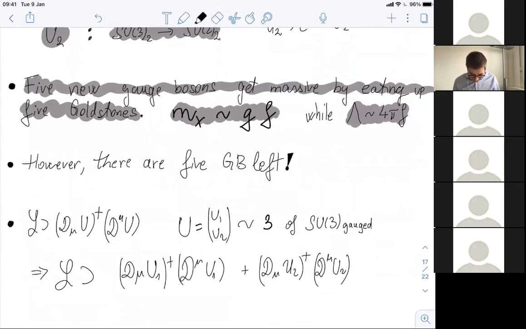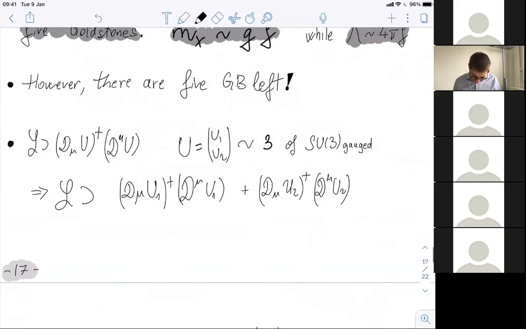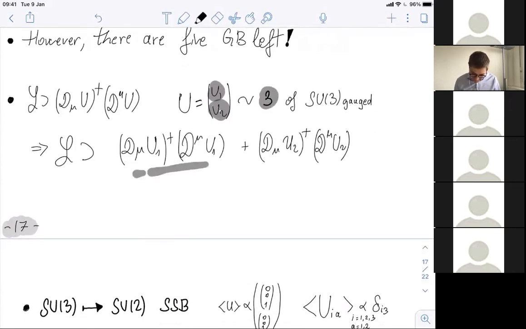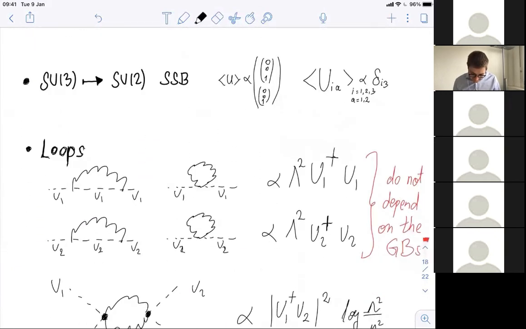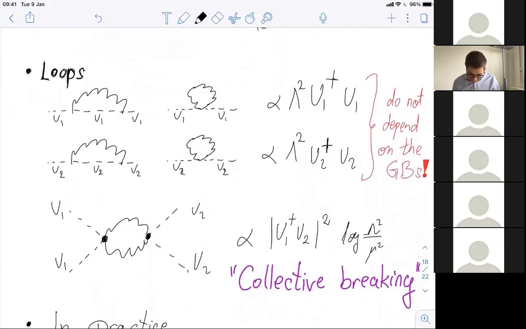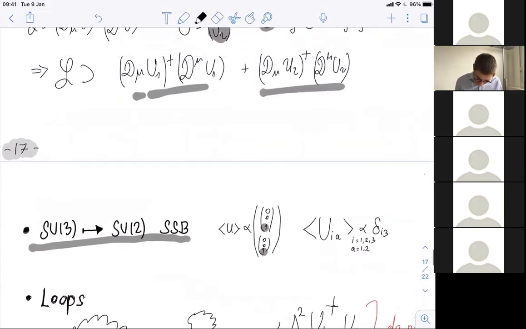I'm repeating it again. So let's try to calculate the potential for these things. If you take the Lagrangian, you have these U1 and U2, which are both triplets of SU3 gauged. And this is the Lagrangian. They will get this VEV, which is this F, which will lead to spontaneous symmetry breaking. So let's come to the loops. Let me take this Lagrangian here.